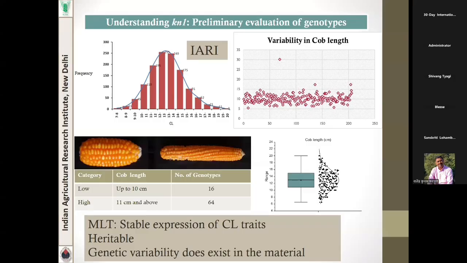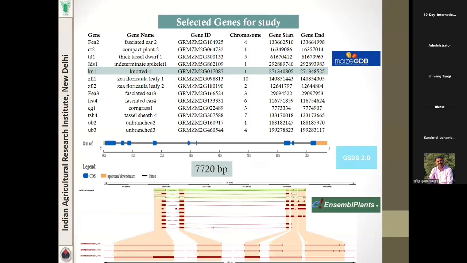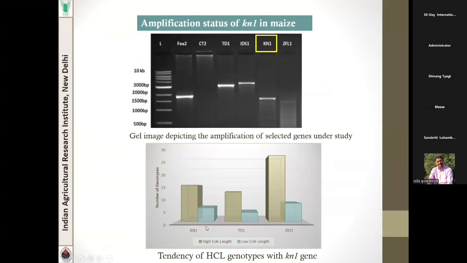Taking this, again we did the same thing we did for kernel row number. We took different kinds of genes. The knotted1 gene, which is mostly present on chromosome number 1, we dissected, and we came to know that here also there is a good correlation: where the kn1 gene is present, the length of the cob was approximately more.